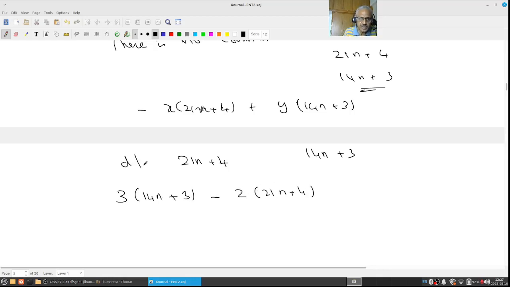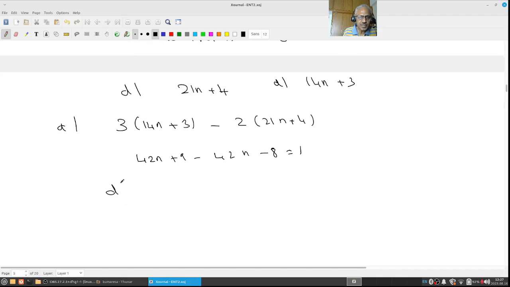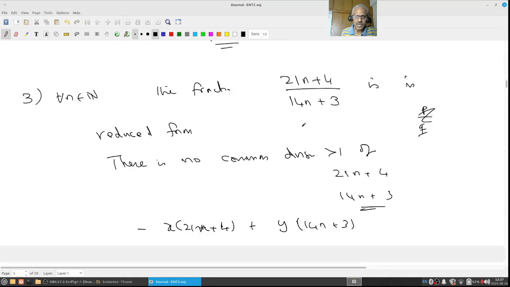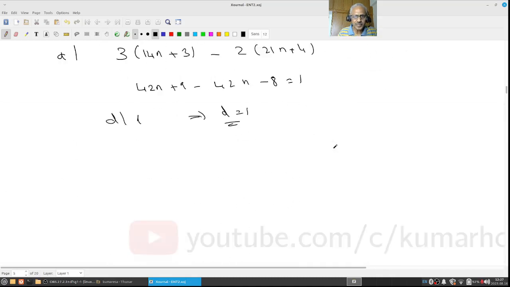So if d is a common divisor, then d should divide this, and d divides this. But what is this? This is 42n plus 9 minus 42n minus 8, which is equal to 1. Therefore d must divide 1. That means d equals 1. Therefore the only common factor of numerator and denominator is 1. Therefore it is in reduced form. Okay? Pause, review, proceed.